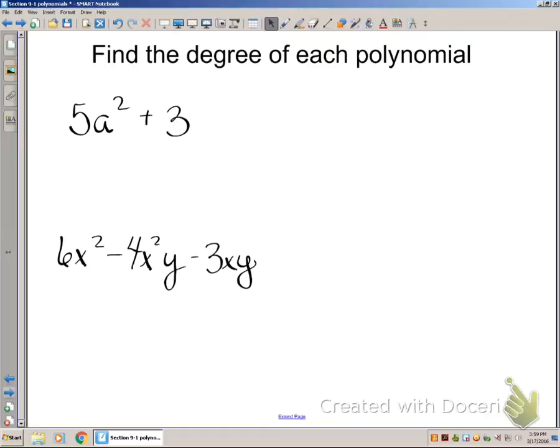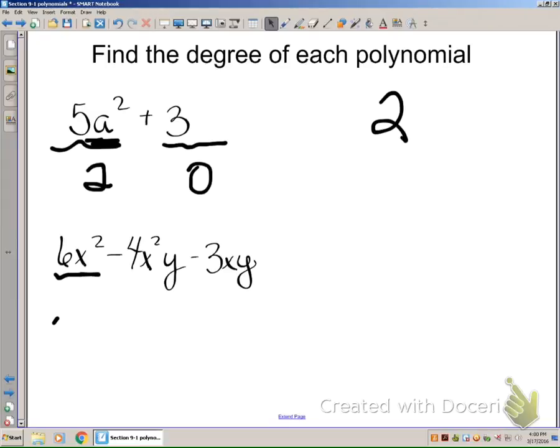So go ahead and pause the video and see if you can find the degree of each polynomial. This first one, the degree is going to be a squared. We're going to look at the a squared. The degree is actually just the 2. There is no degree here. It would be 0. And the degree of this term is 2. So we always go with the higher, and it is 2.